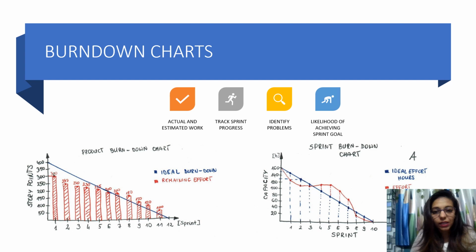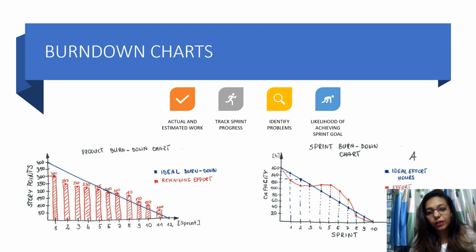The blue line is the ideal burn down chart, how it should be, a slanting slope line. These are the remaining efforts which we have, those are the red ones. When we join the dots, moving to the right side, we have the actual graph available. Now see how the dots are joining, inside and outside.